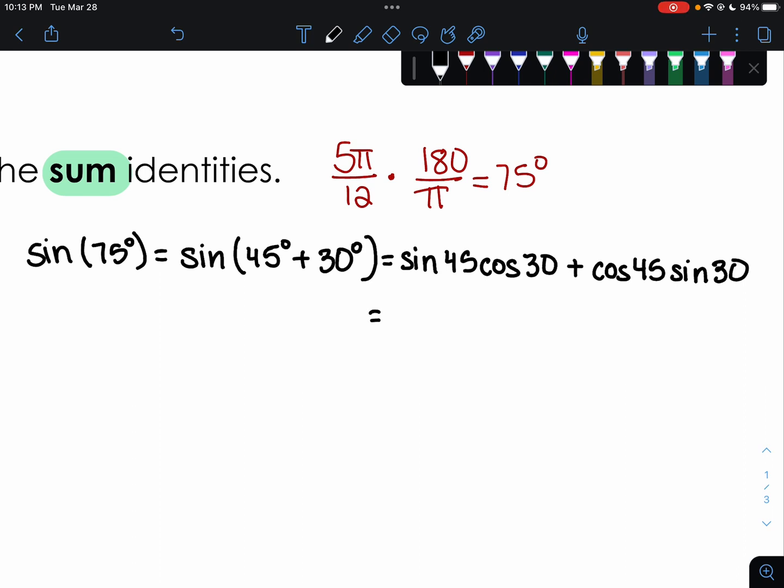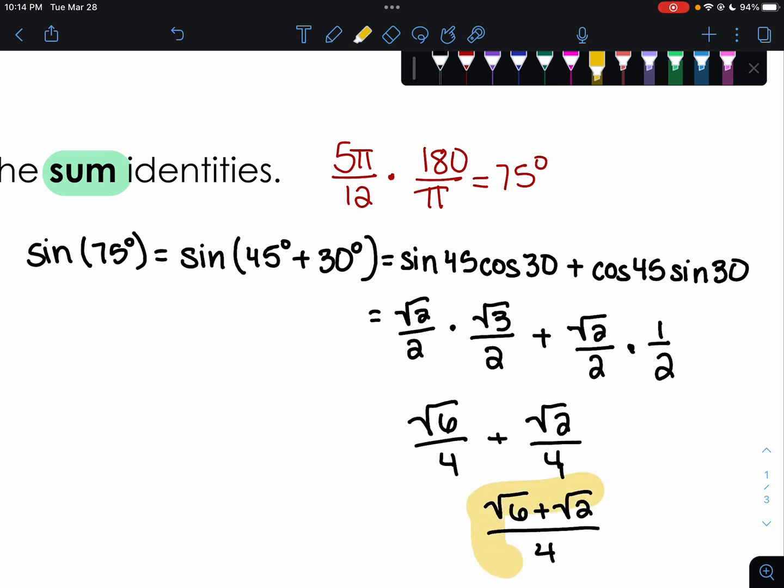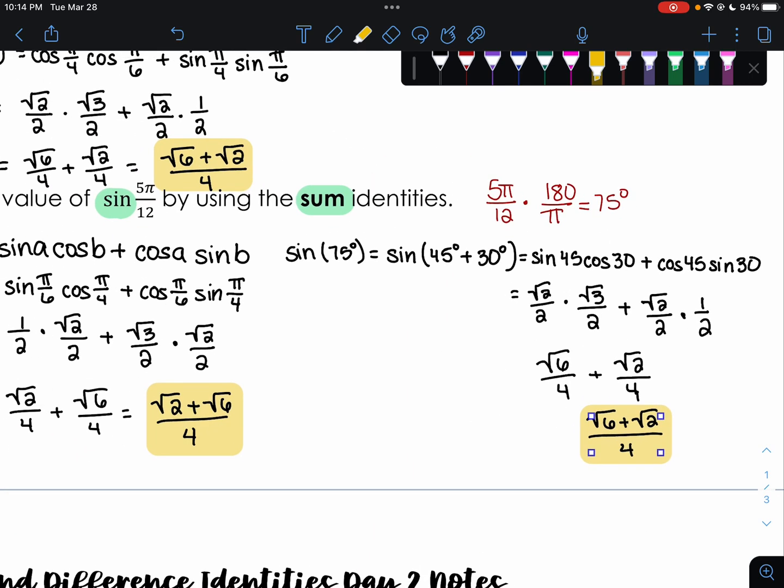What we're going to do is evaluate. So sine of 45 degrees is rad 2 over 2. Cosine of 30 degrees is rad 3 over 2. Plus cosine of 45 is rad 2 over 2, and sine of 30 is 1/2. I multiply together and get rad 6 over 4 plus rad 2 over 4. And so that gives me rad 6 plus rad 2 all over 4 as my answer. If I double check, I got the exact same thing as the other one. It's just my top was written in the opposite order, but since it's addition, it's all good.